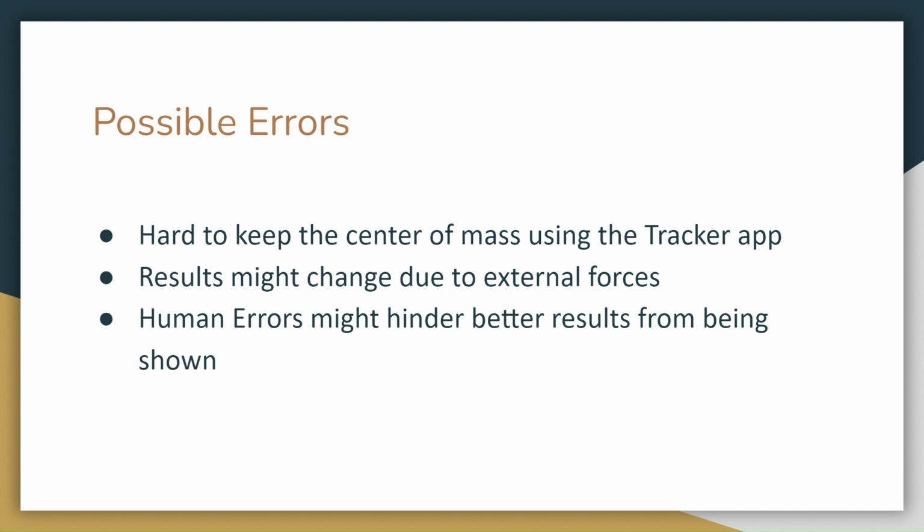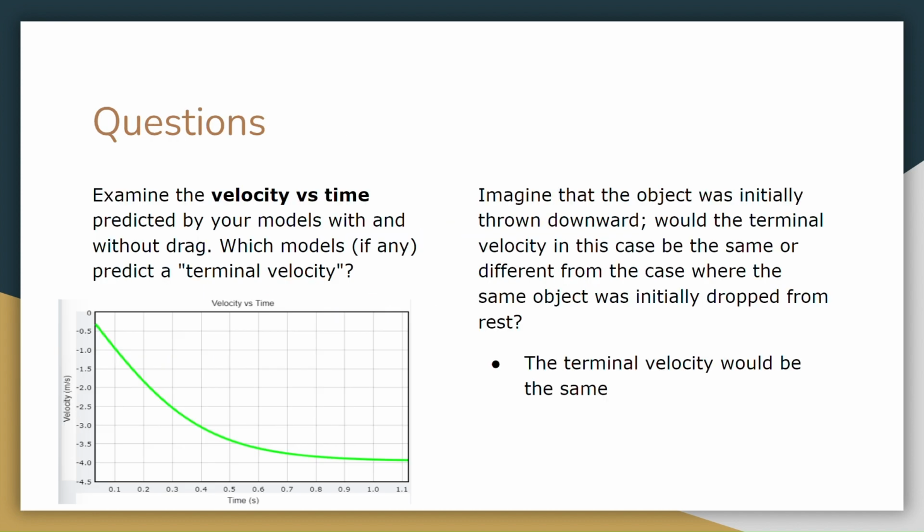Possible errors are it's hard to keep the center of mass using the Tracker app, because it's hard to make a straight line. The results might change due to external forces. Maybe there's a strong wind while you're recording, or the ball just shifts to the right a bit. And human errors might hinder better results from being shown. I believe that there could be better results that I could have gotten, but due to my ability being a human, I was unfortunate to make those errors.